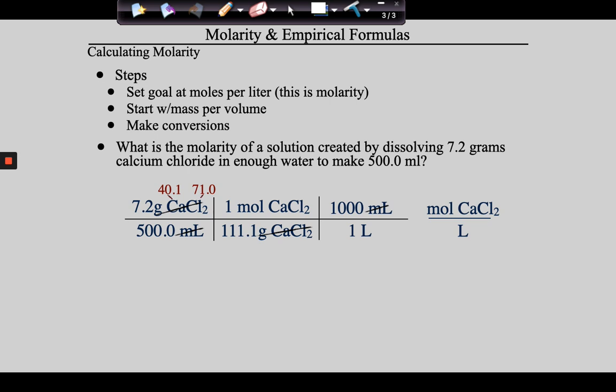So guys, then at that point we need to do the math. So it's just 7.2. Be careful here. Don't forget the divided by 500. People tend to miss that because you're not used to a denominator in your starting point. So 7.2 divided by 500 divided by 111.1 times 1,000. And guys, I get 0.1296 molar.